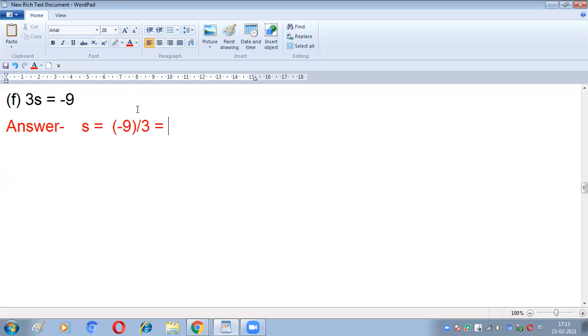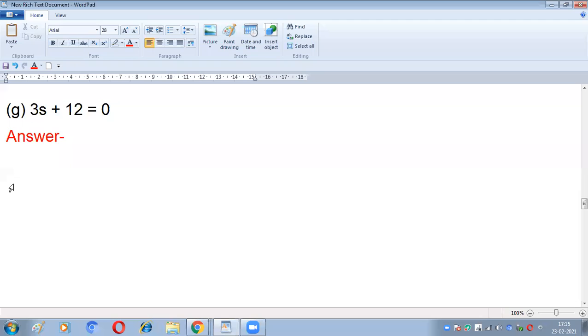So our answer for f bit will be minus 3. So s is equal to minus 3. Minus 3 is the answer for f bit. So let's proceed to g bit. So friends, g bit is 3s plus 12, which is equal to 0.